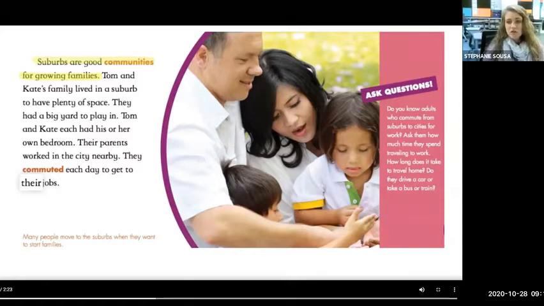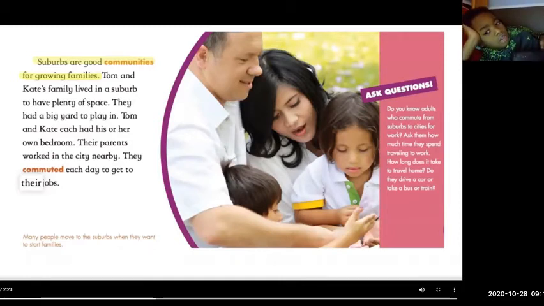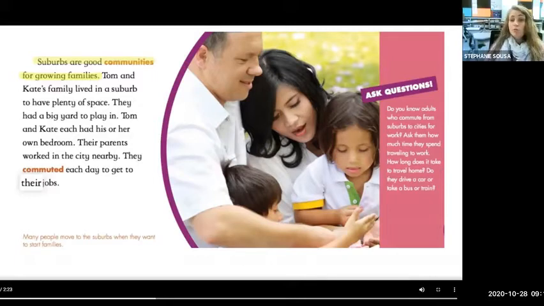What other facts do we see here? Terrence, I think you were about to say one, right? That they had a big backyard for the kids to play in, and they had their own beds and room. Yeah, them having their own bedroom is a fact. We could walk into the house, we could see this is Kate's bedroom. This is Tom's bedroom.